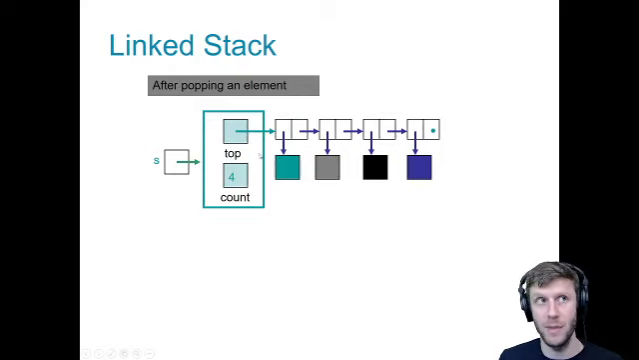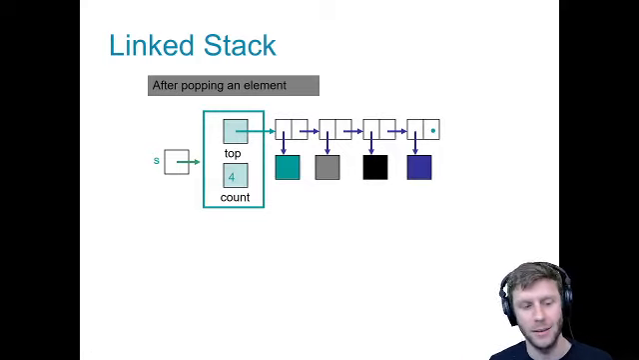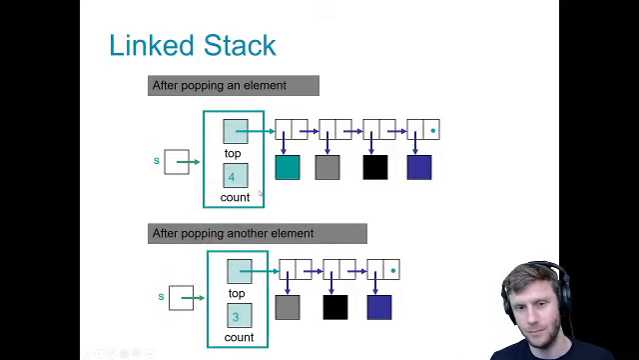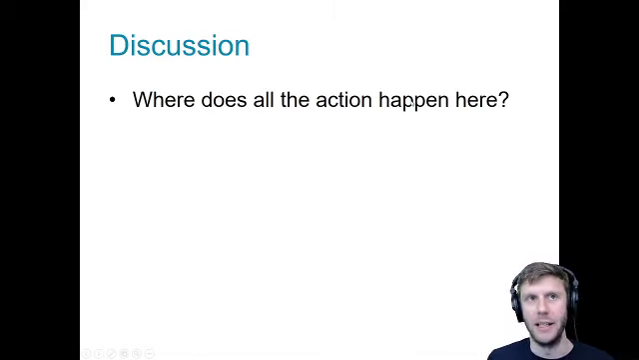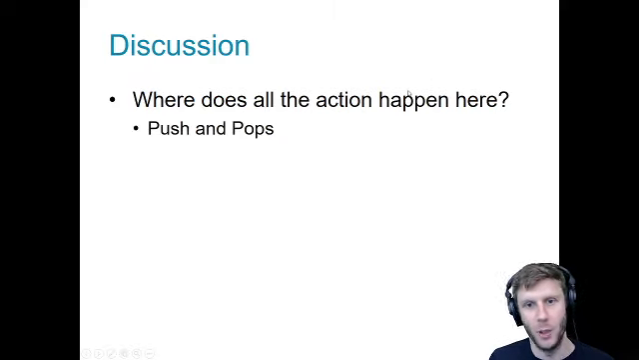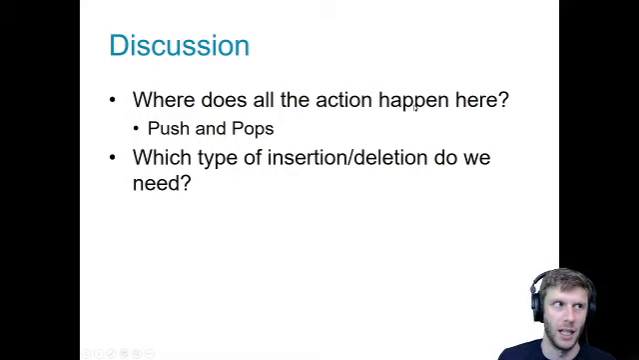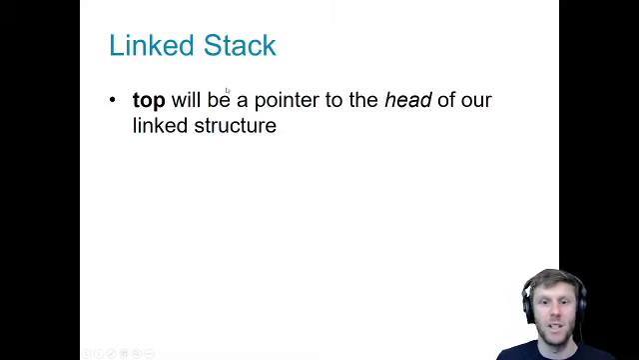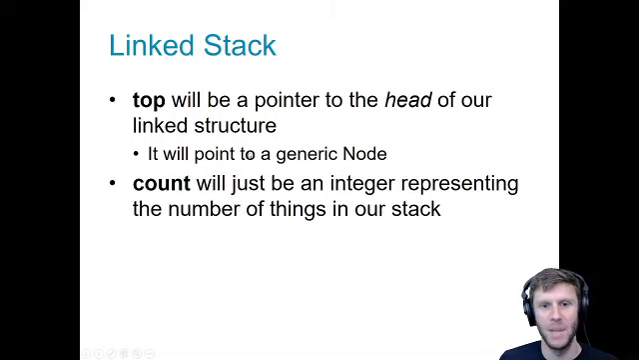And if you remember from the last set of slides, inserting and removing from the front of the list isn't too bad. It's not too complex. After popping, another node is unlinked, great, cool. So where does all the action happen here? At the front of the link structure, for pushes and pops. Which type of insertions and deletions do we need? Well, I already spoiled this one. Insert at the beginning, delete from the beginning. So top will be a pointer to the head of our link structure. It will point to a generic node of whatever type, and count will just be some integer representing the number of things currently in or on our stack.